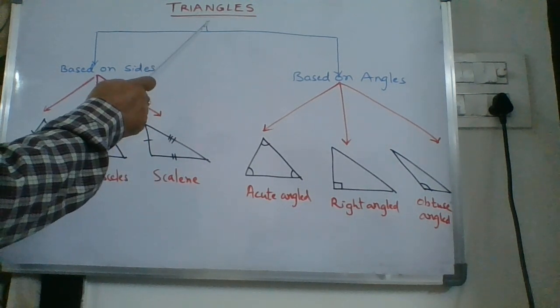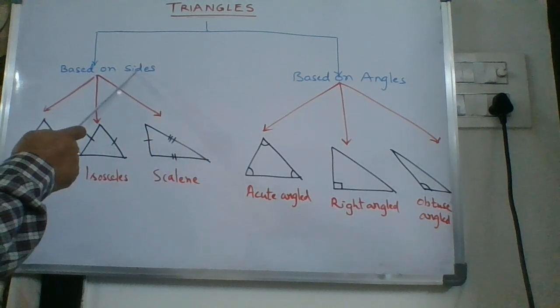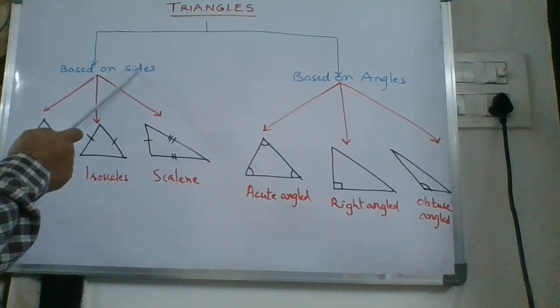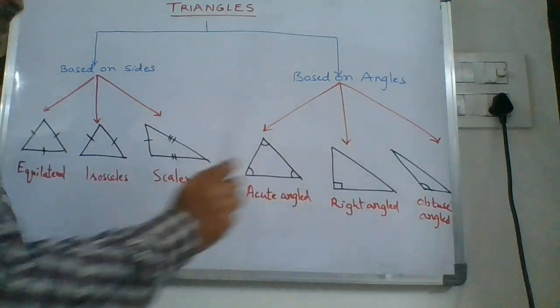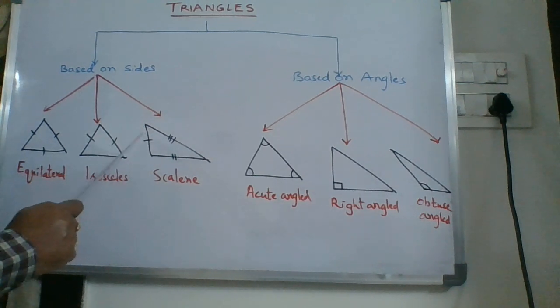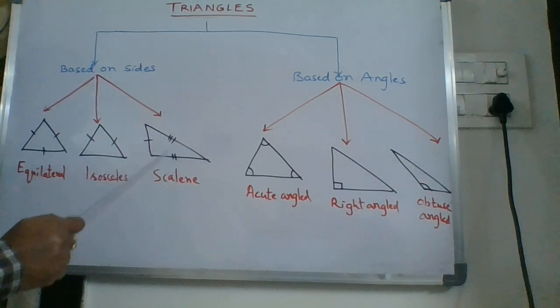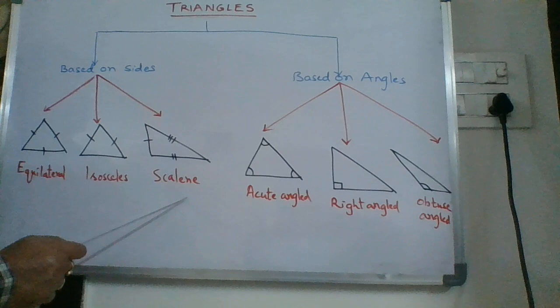Now we classify triangles into two categories, based on sides and based on angles. Based on sides there are three types of triangles, and based on angles there are three types of triangles. If all the three sides are equal, then the triangle is known as equilateral triangle, and if any two sides of a given triangle are equal, then it is isosceles triangle. And if in a triangle all the three sides are unequal, then the triangle is known as scalene triangle. So these are the triangles based on sides.